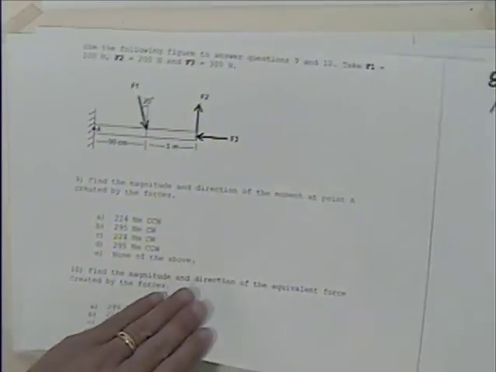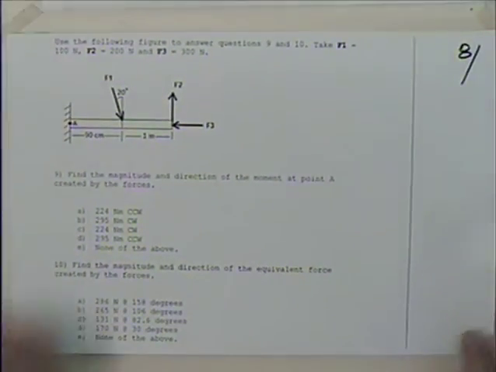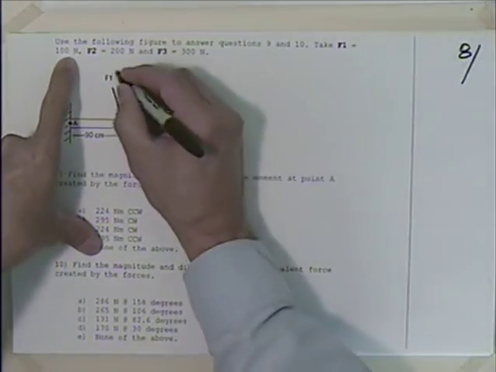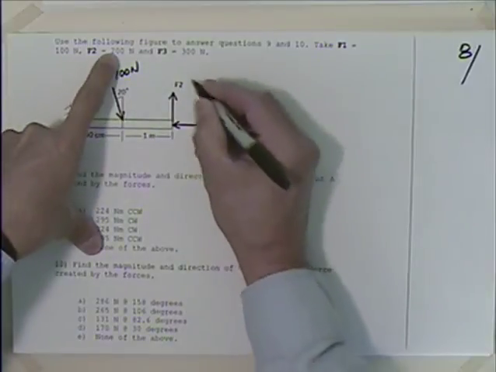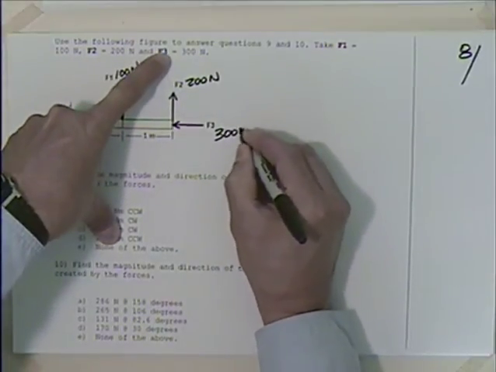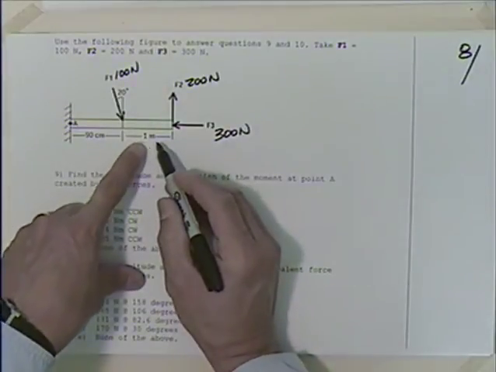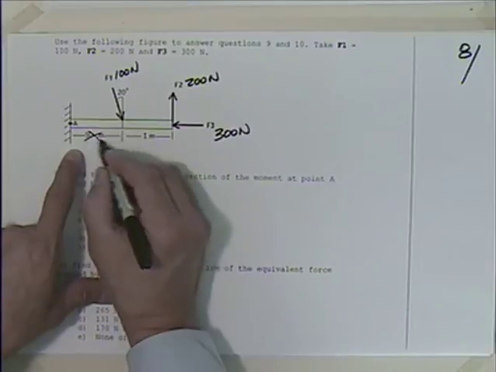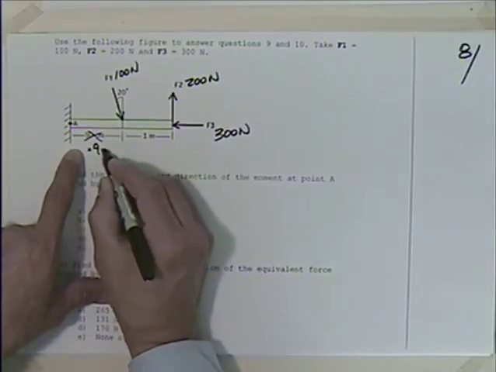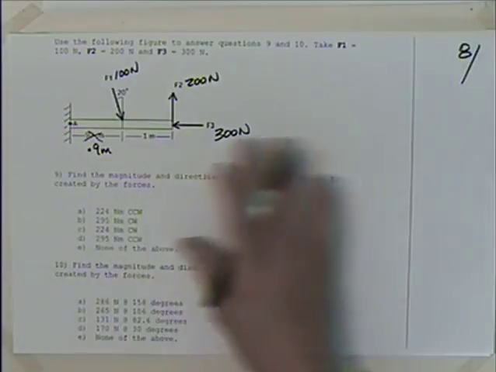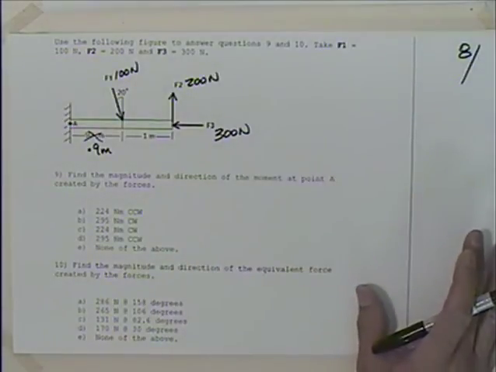Well, the last two questions here, 9 and 10, using the following figure to answer the questions 9 and 10, take F1 equal to 100 newtons and F2 equal to 200 newtons and F3 equal to 300 newtons. We've got our dimensions there. We notice we've got a problem right there, centimeters and meters. I don't like that. I'm going to change that to 0.9 meters right off. Okay. So dimensional homogeneity, we've got the problem stated, we're good to go.